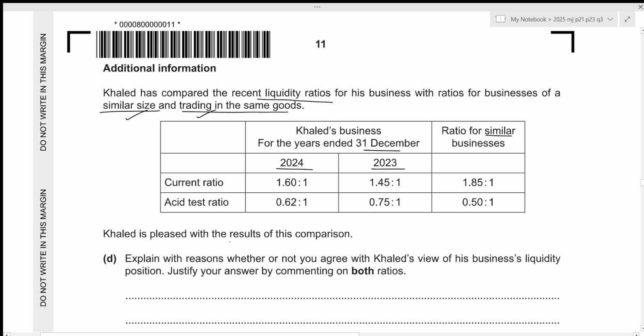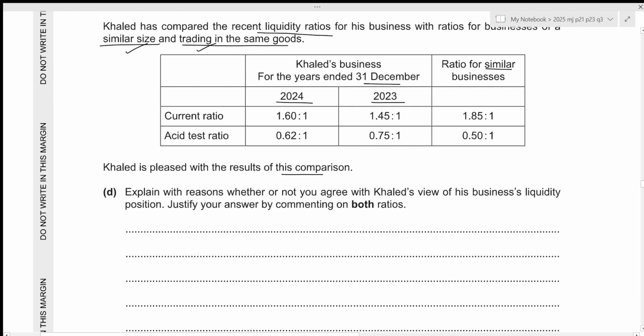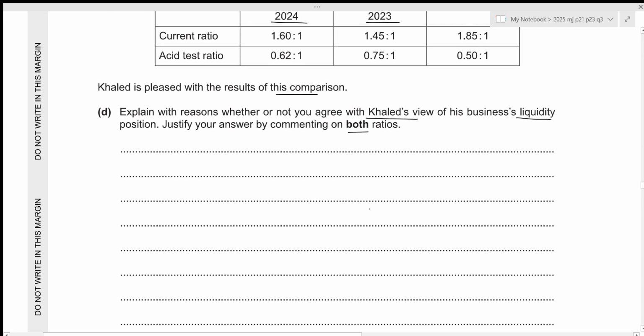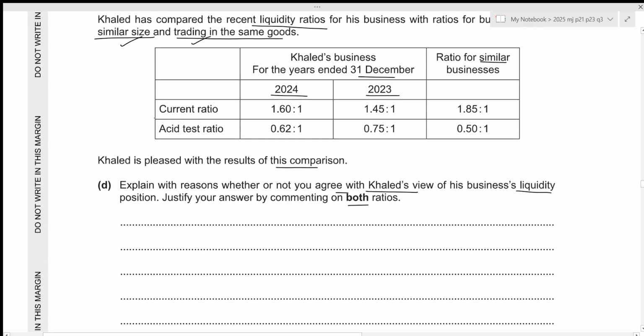Now, Khalid is pleased with the results of this comparison. We need to explain with reasons whether or not you agree with Khalid's view of his business's liquidity position. Justify your answer by commenting on both ratios. This is a 5 mark question, so we need 5 different points and then a final decision on whether or not we agree with Khalid's view of his business's liquidity position. Let's take a look at our ratios.